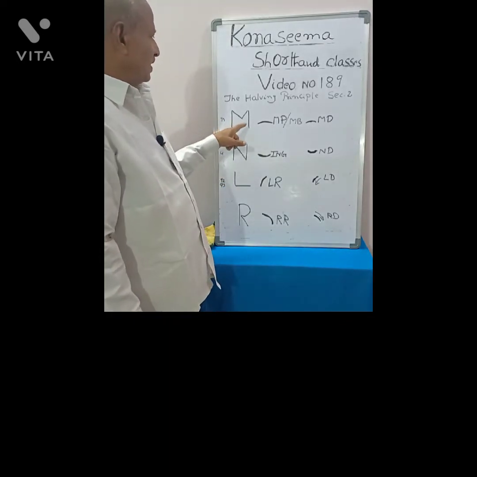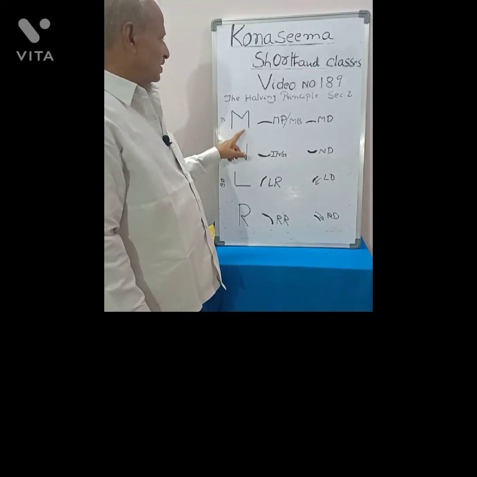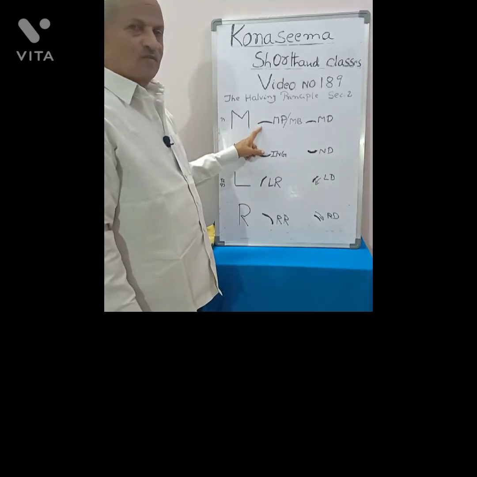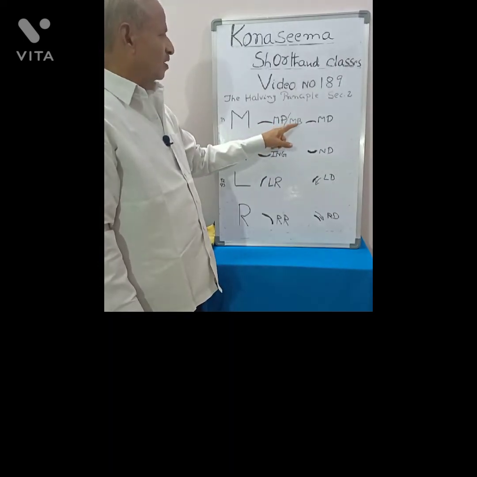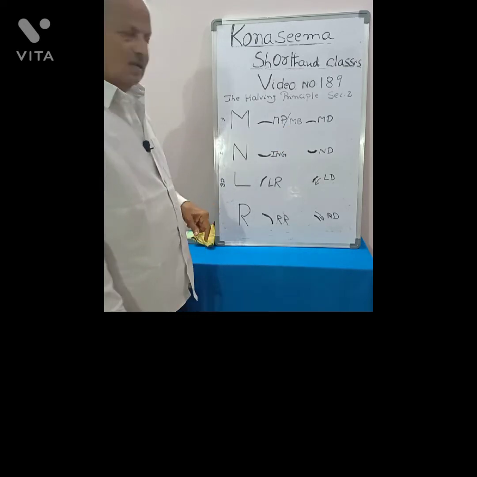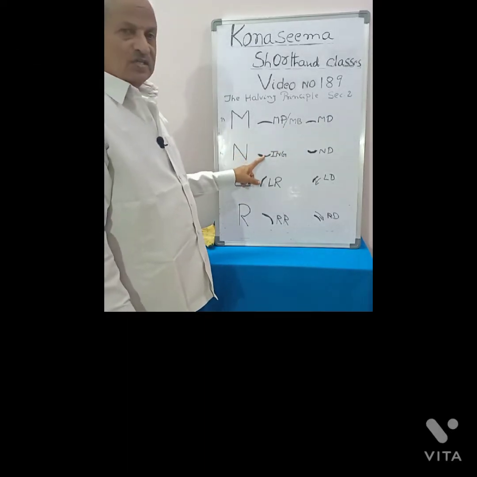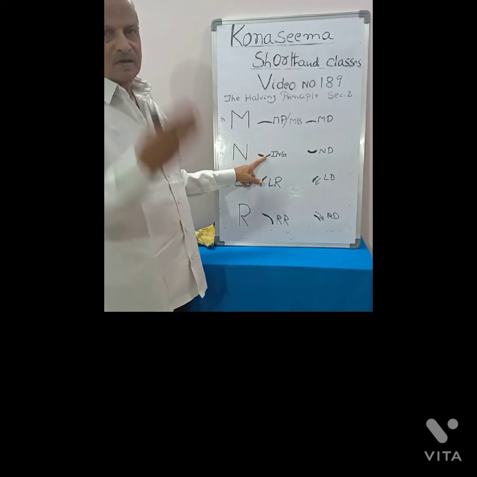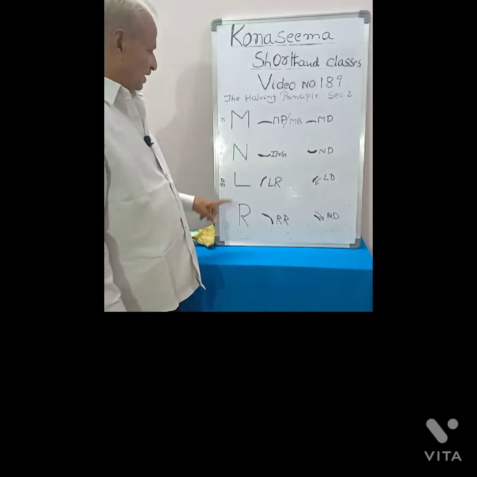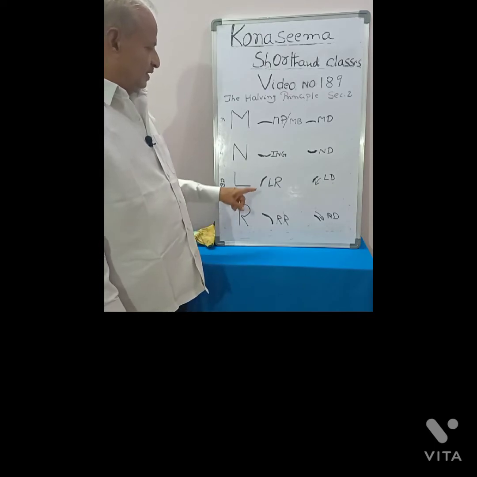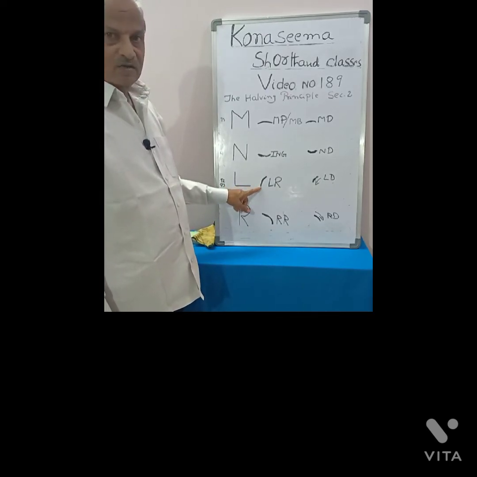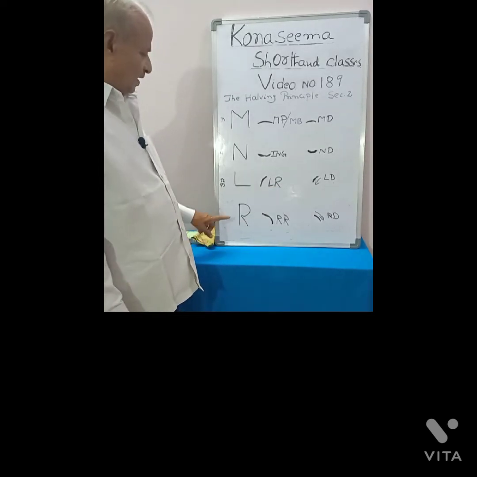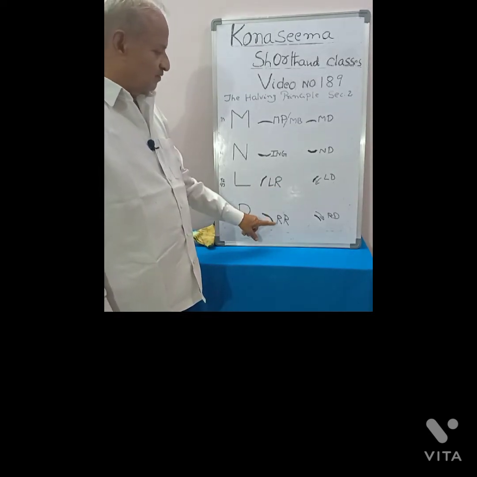On page 93, the M is thickened for addition of P or B. Ing is a consonant as listed in the consonants table. And L is thickened for the addition of R. And R is thickened for the addition of R.